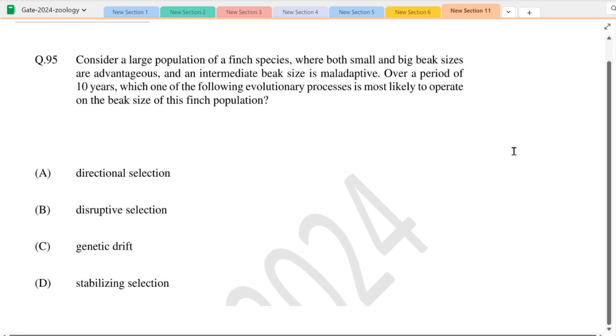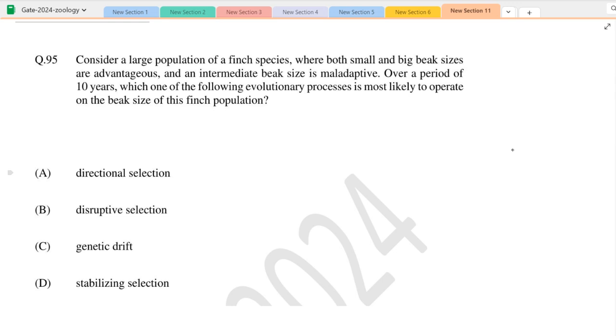Consider a large population of a finch species where both small and big beaks are advantageous and intermediate beak size is maladaptive. Over a period of 10 years, which one of the following evolutionary processes is most likely to operate on the beak size of this finch population? So the correct answer here is disruptive selection.